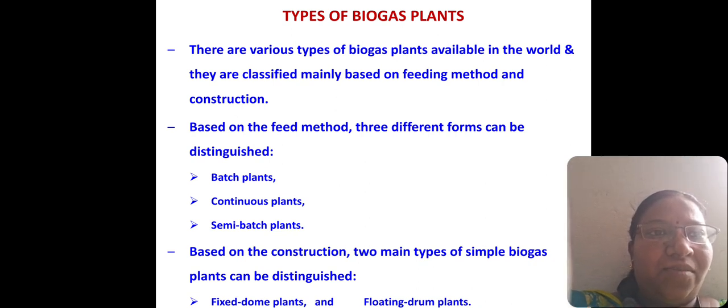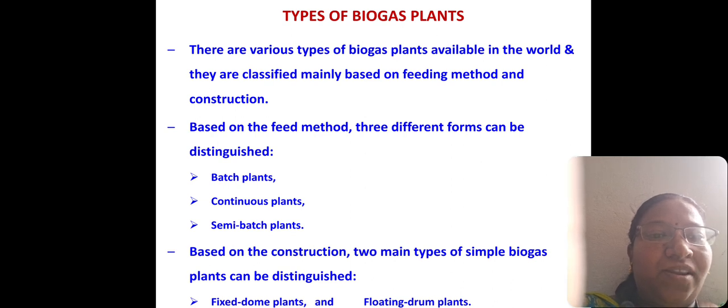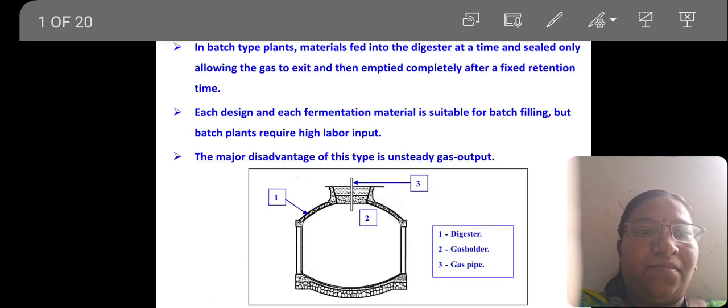There are various types of biogas plants available in the world. They are classified based on the feeding method and its construction. According to feeding method, it is distinguished as batch plants, continuous plants, and semi-batch plants. Based on the construction, one is fixed dome plants, the second is floating drum plants.